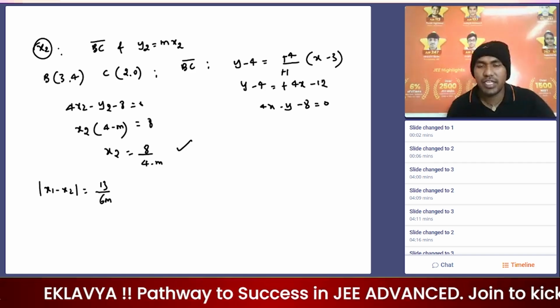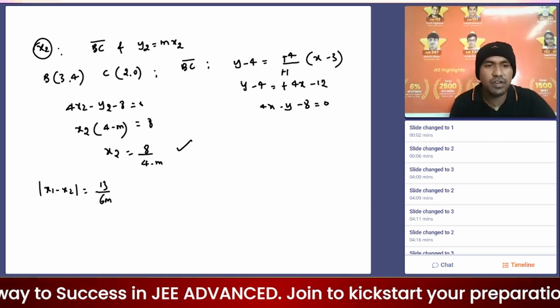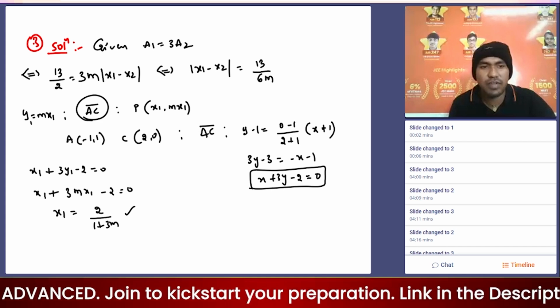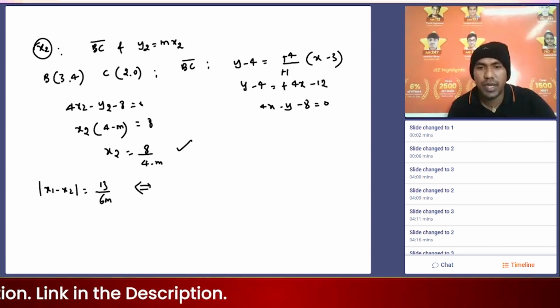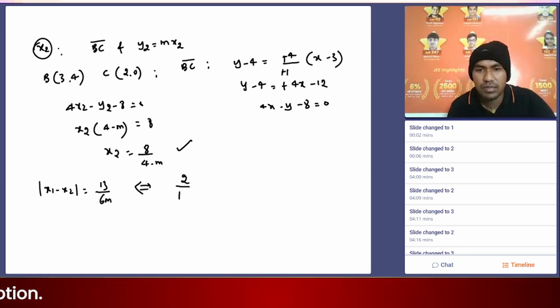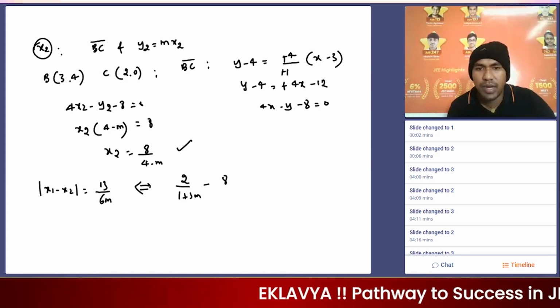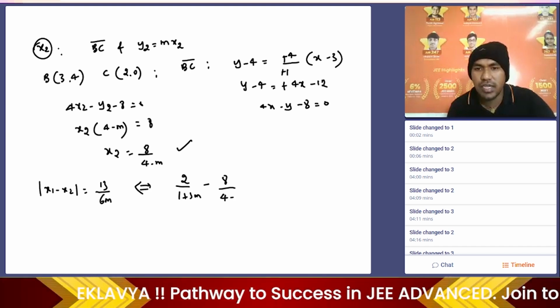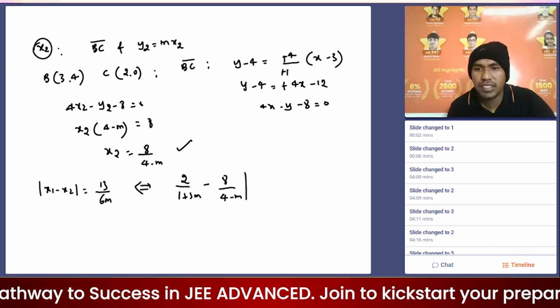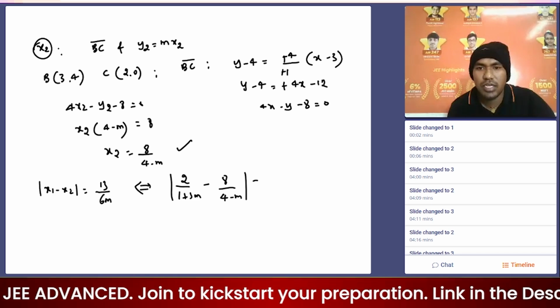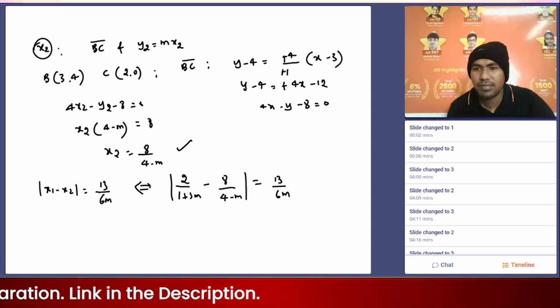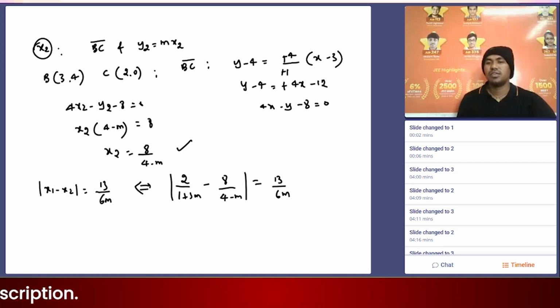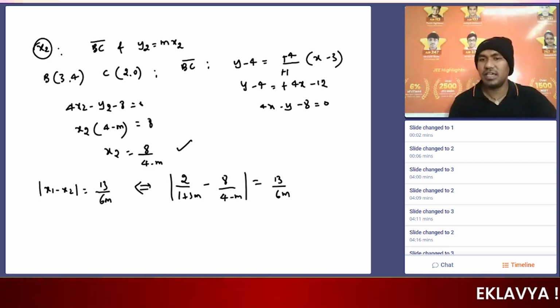So we have the x1 value and the x2 value. What is our x1 value? 2 by 1 plus 3m. Yes, 2 by 1 plus 3m, and minus x2, which is 8 by 4 minus m, in modulus, which is equal to 13 by 6 m, right? So by simplifying this, you will get the m value.